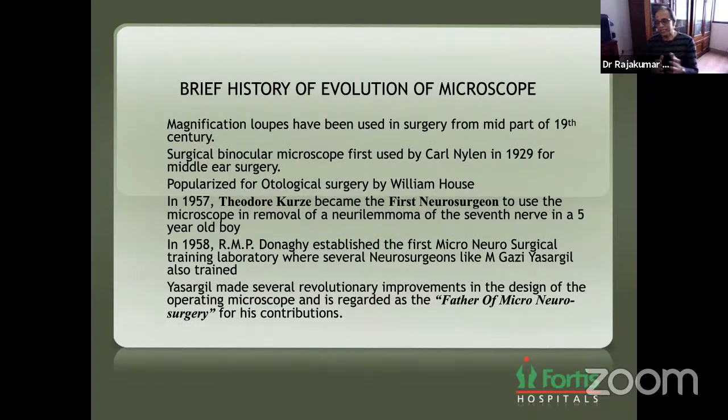So I feel that understanding the microscope came to us from pioneers, when Professor Kurze in 1957 became the first neurosurgeon to use it, and we had the great Gazi Yasargil and Donaghy using it in 58. Now, many of the orthopedic surgeons do not know who Yasargil is. Yasargil is a pioneer neurosurgeon from Turkey who migrated to Switzerland, trained in America, but became one of the fathers of microneurosurgery in the second half of last century for his great contributions to brain surgery, including spine surgery. He was the first surgeon to do a microscopic discectomy, just to let you know.